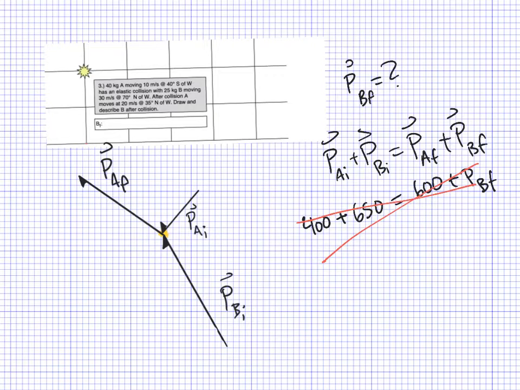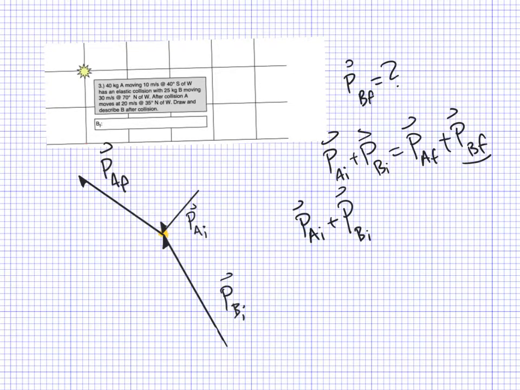We have to use the head-to-tail method to add our vectors together. So we can figure out what we need to do by doing some simple algebra. We want to isolate piece of B final, so we'll take piece of A initial plus piece of B initial, and then we'll subtract piece of A final from both sides.